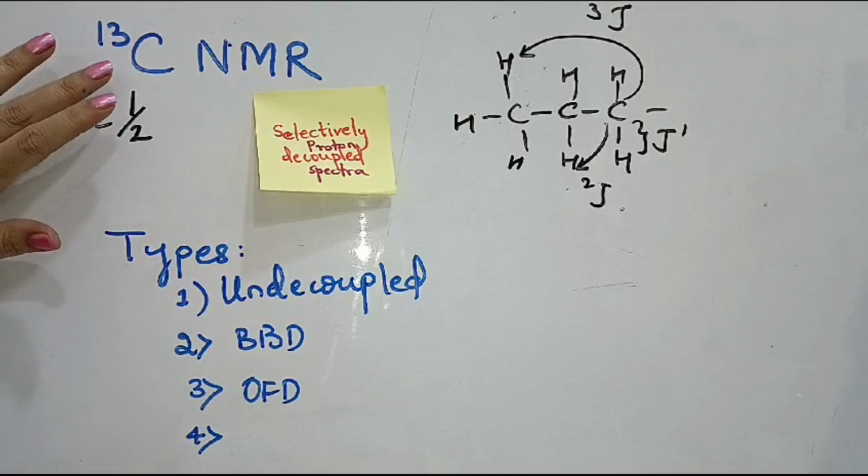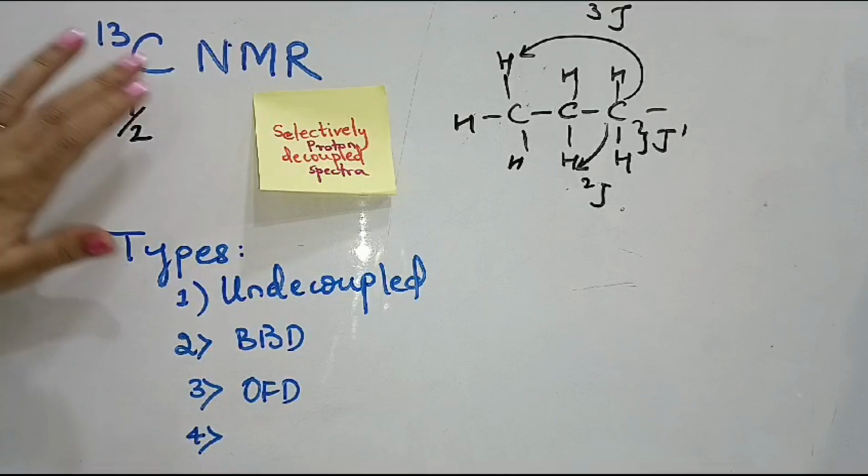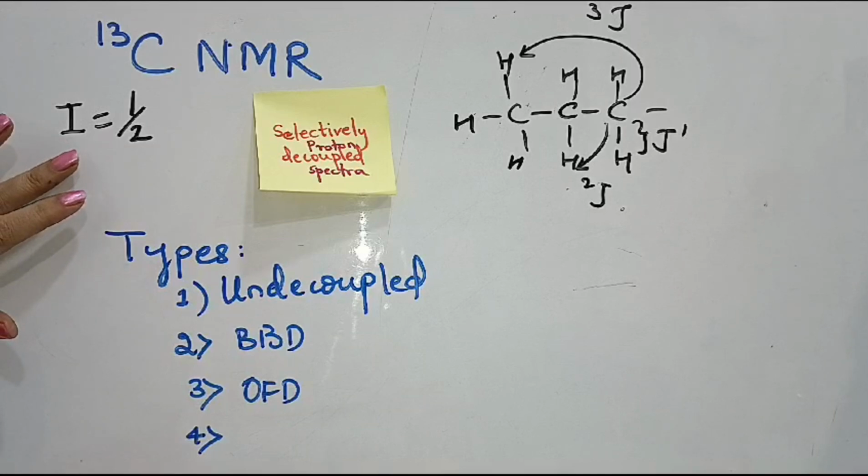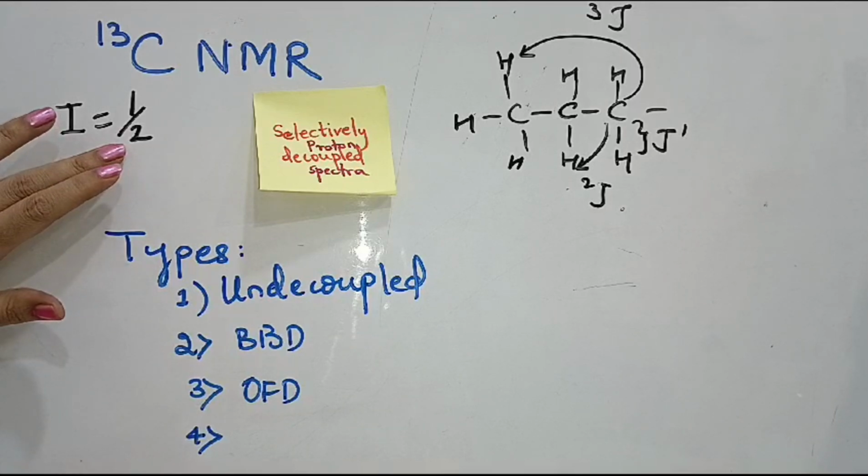C13 NMR, that is carbon 13 isotope, nuclear magnetic resonance spectra we are studying. C13 has a nuclear spin of 1/2, which makes it nuclear active, even though its abundance is only 1.1% in nature.